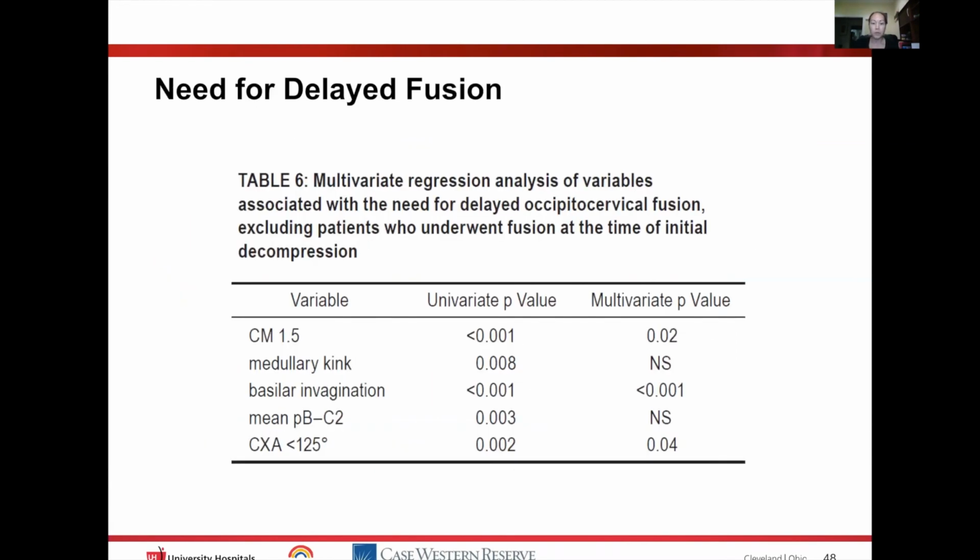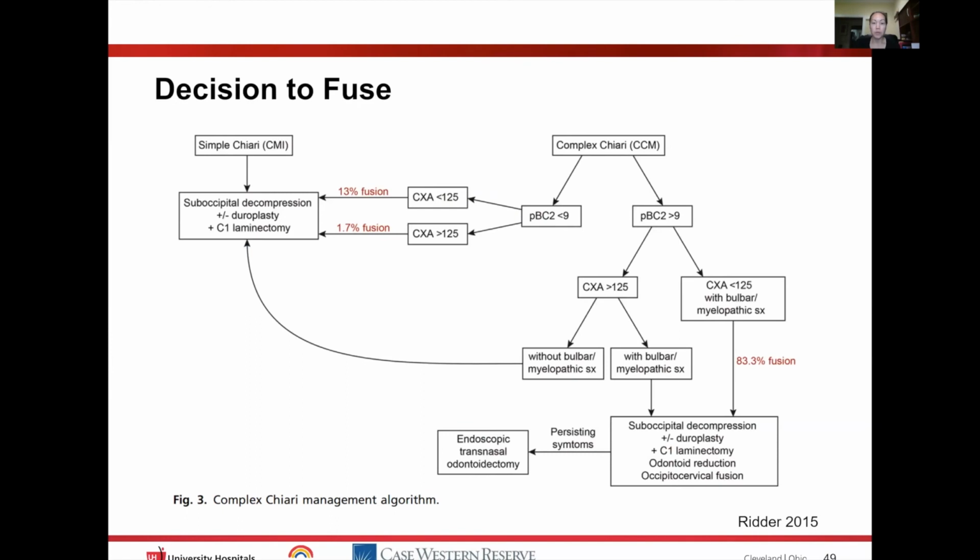They were also looking at this need for delayed fusion being more likely in Chiari 1.5s, more likely with that medullary kink, more likely in patients that had basilar invagination, and then the PBC2 and clivoaxial angle. So this is sort of their management algorithm. If they do have that complex Chiari, they look at the PBC2 line.